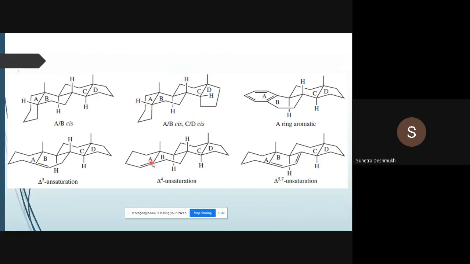For unsaturation at the fourth carbon atom, we have to write delta 4. For unsaturation at the fifth carbon atom, we have to write delta 5. Now, two double bonds are present in this structure, at the fifth position and at the seventh position, so we have to indicate delta 5 and delta 7 unsaturation. These are the common rules for the numbering of the steroidal nucleus.